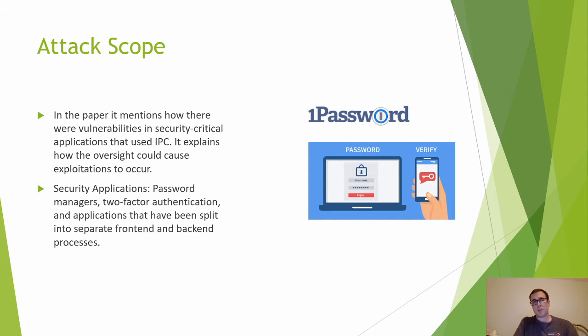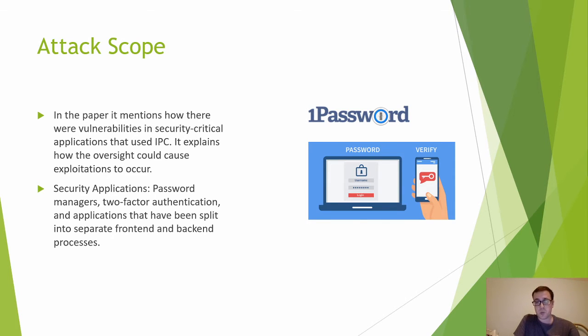So, what type of devices were affected? What type of vulnerabilities and security critical applications were affected? Security applications such as password managers, two-factor authentications, and applications that have been split into separate front-end and back-end processes, such as back-end API for developing a website, were all compromised.